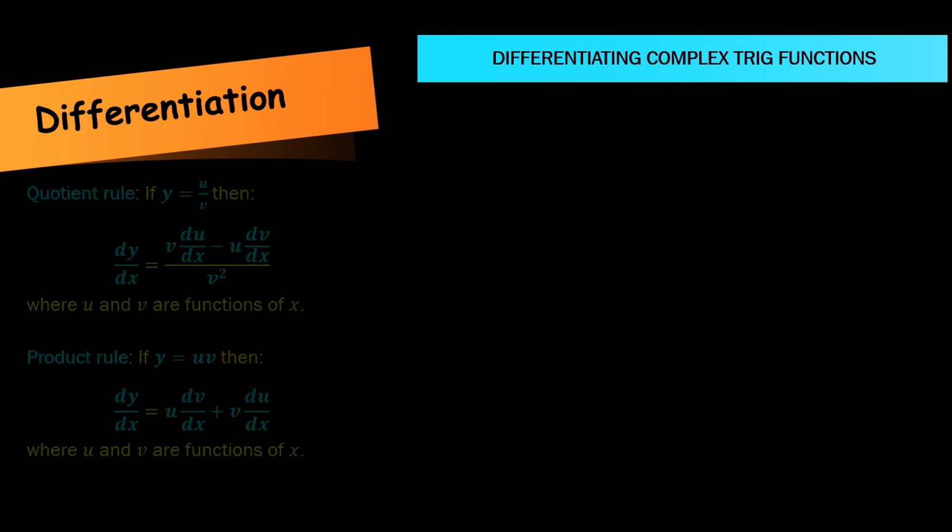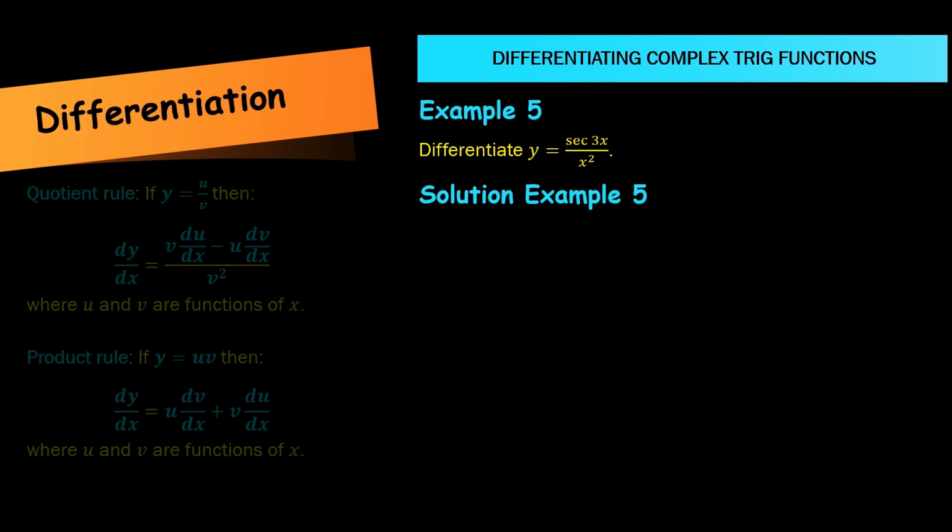Now let's take a look at another example. Pause the video and have a go. Press play when you're ready to view the solution. We are required to differentiate y equals sec 3x over x squared. So let's solve this. Since this is a quotient, we're going to let u equal sec 3x and v equal x squared.